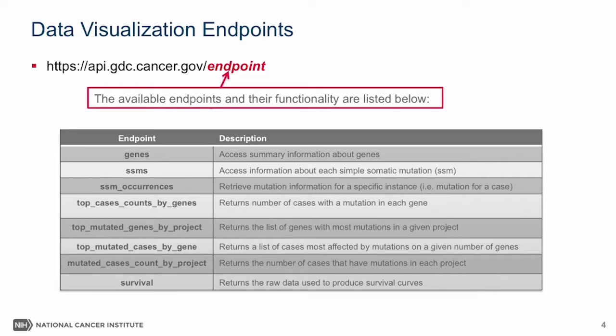The first two in the list, genes and SSMs, allow users to get information about specific genes or mutations. SSM occurrences returns mutation information about a specific instance or case. The next four endpoints list information about specific combinations of genes, mutations, and cases. Lastly, the survival endpoint returns the raw data used to create the survival plots seen in the data portal.